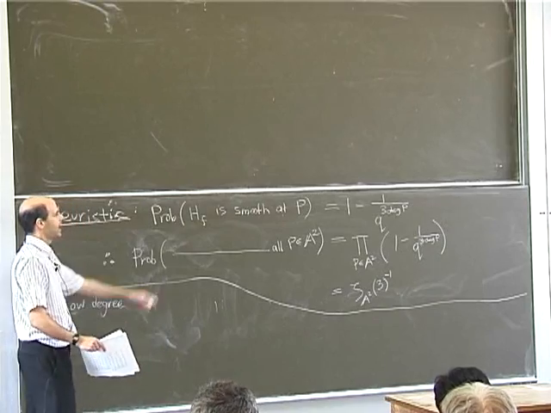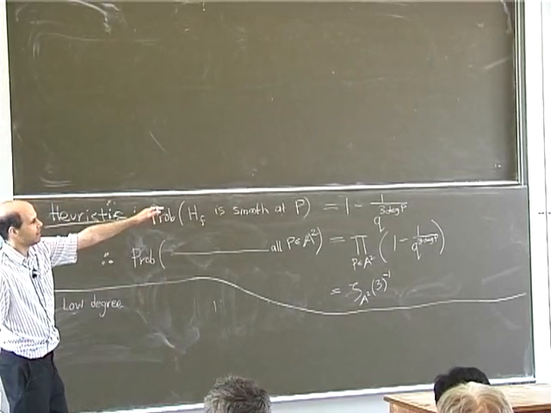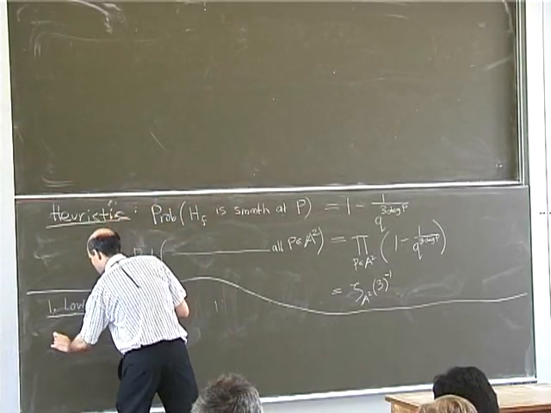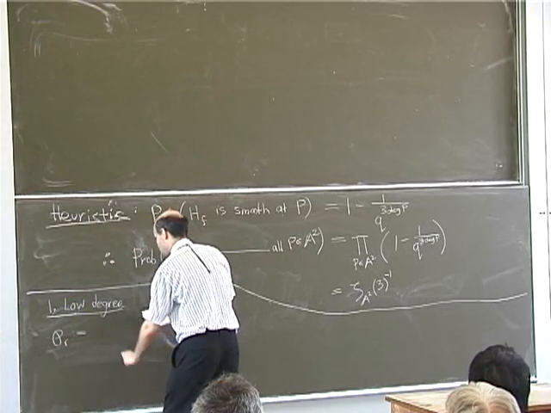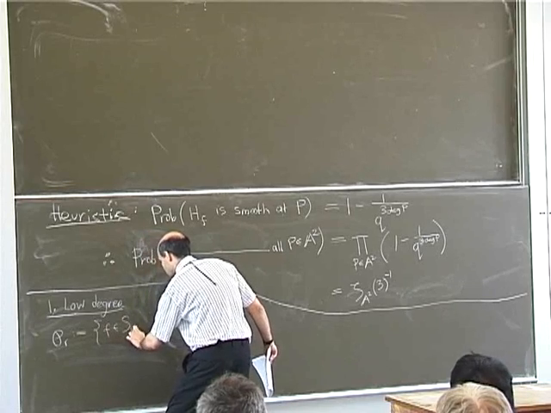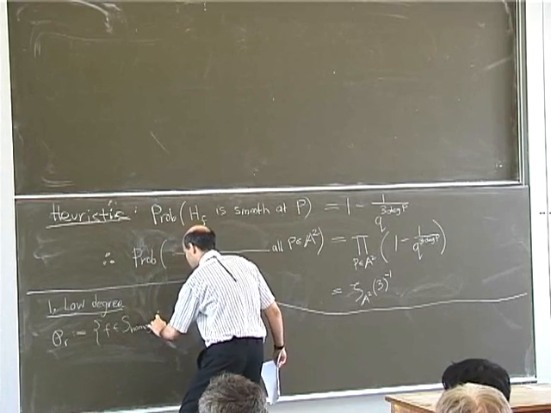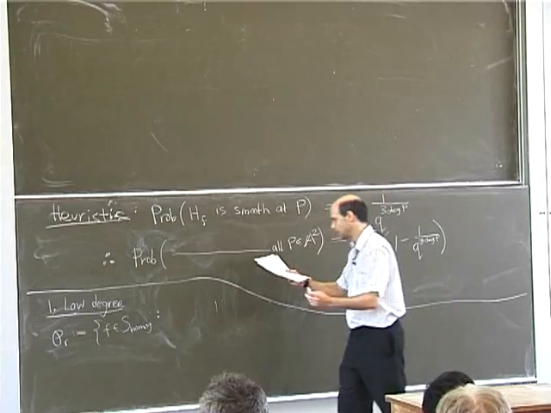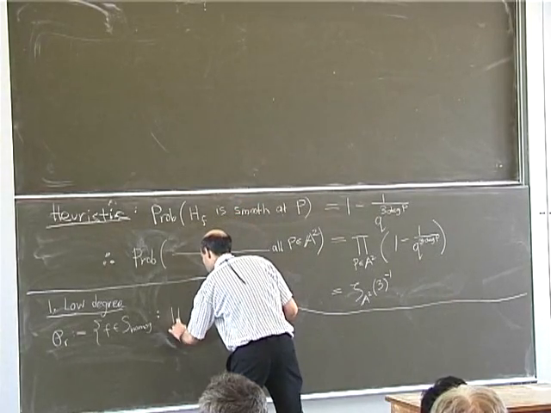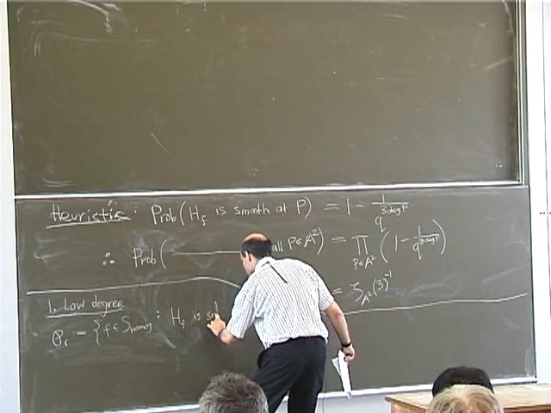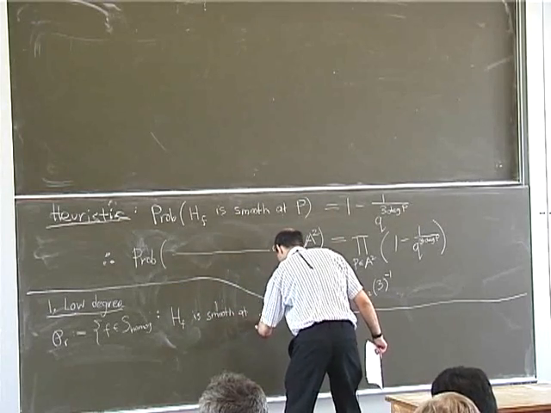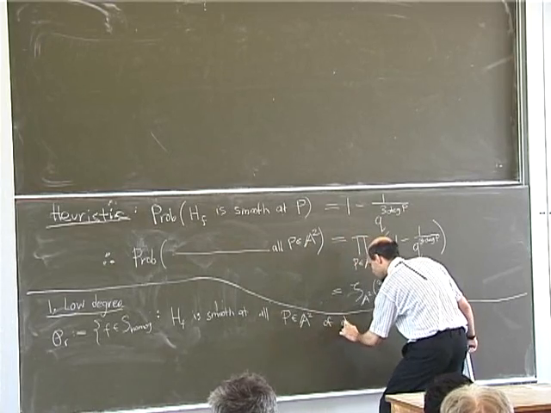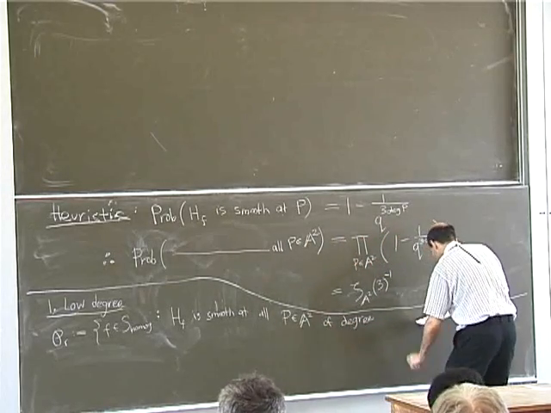And I'll handle these the same way that I handled the conditions in the square free integer problem with the small primes. Namely, I'll define P sub R to be the set of Fs that define a curve that's smooth as far as the points of low degree are concerned. So namely, it'll be the set of F such that H of F is smooth at all closed points P of degree less than or equal to R.